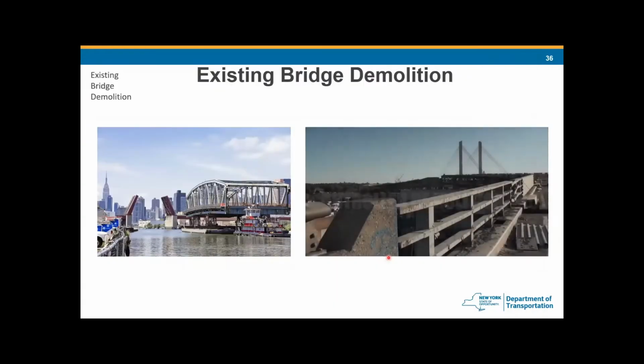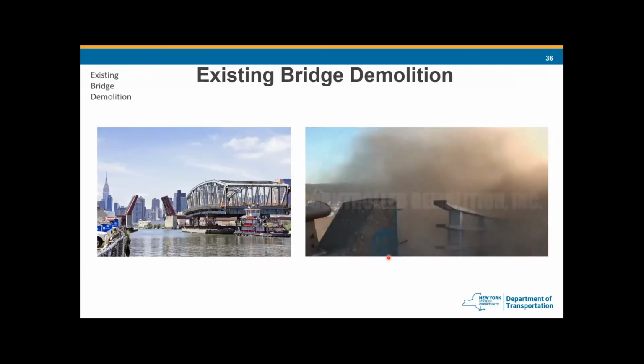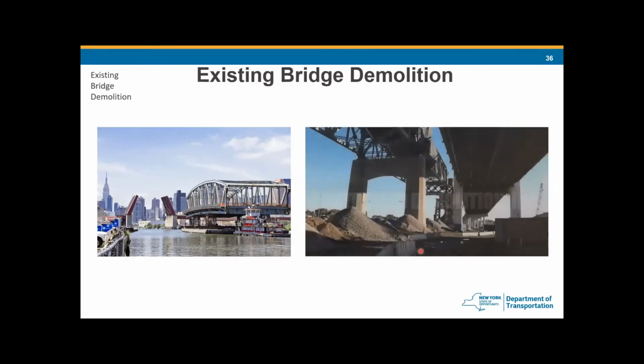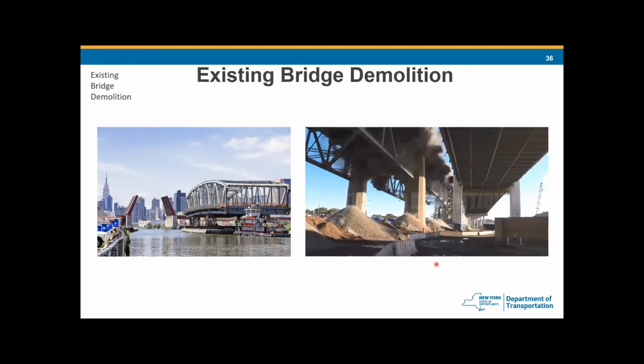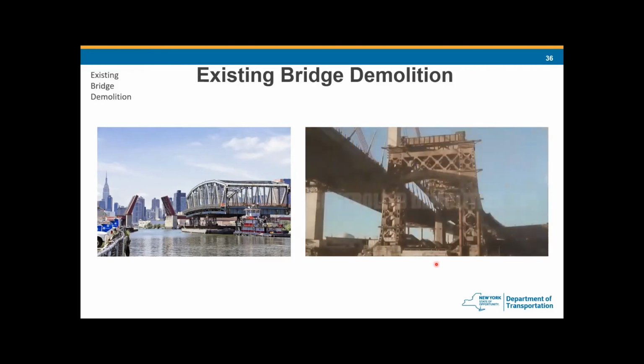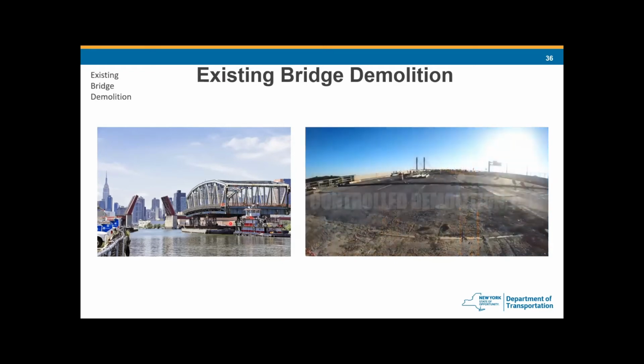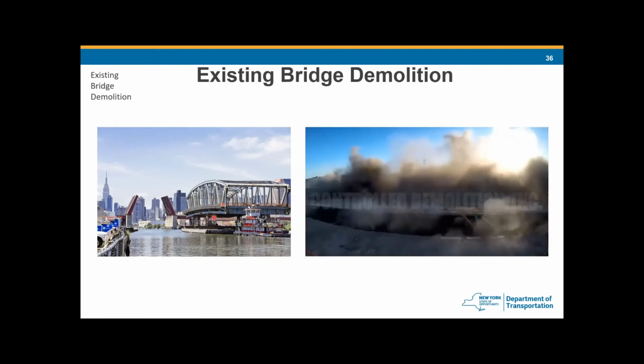And the existing bridge demolition: the movie is showing how the existing bridge is taken down, and that was done for the approach span. And it's amazing that we can do this in New York City. And the photo on the left side is the main span bridge. It was cut down and shipped out to avoid impact to the Newtown Creek.